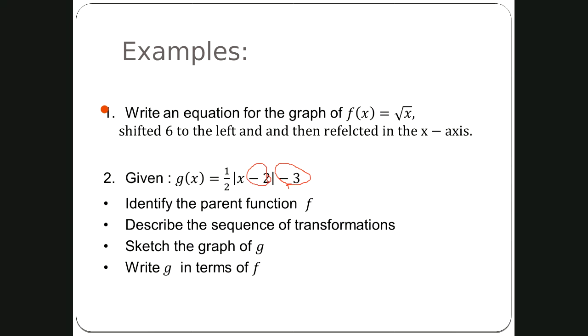This is shrinking by a factor of 2. Sketch g just means sketch this, and then write g in terms of f. So if f is the absolute value of x, then you should be able to just say f of x minus 2, and then you subtract 3, and then you say half of that.